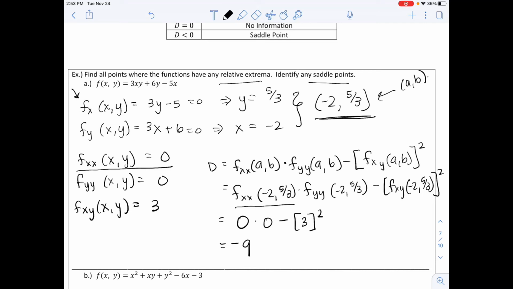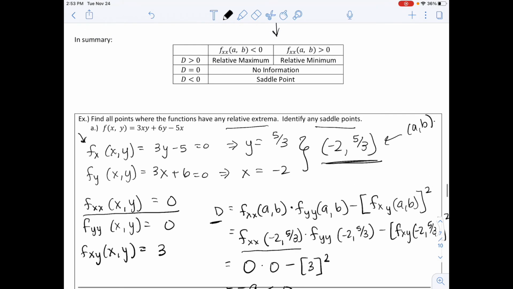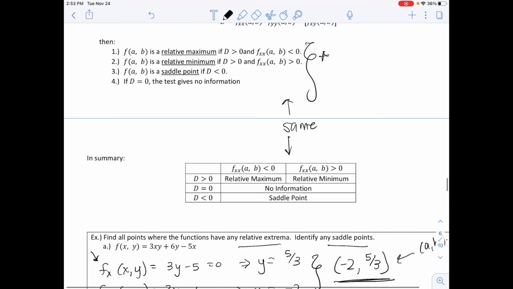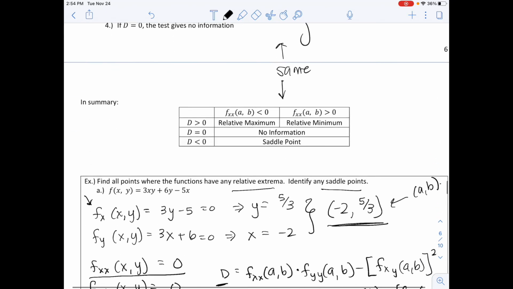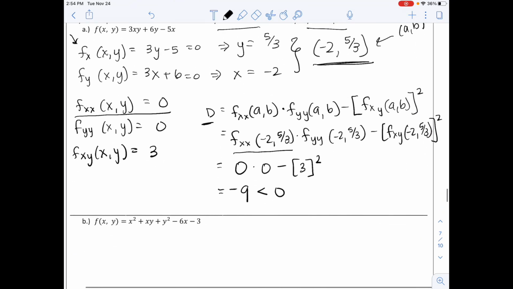And this is our d value, our discriminant. And since this is less than 0, we know that it's negative. And you can either look up here or up even higher, and you can see that if your discriminant is less than 0, you have a saddle point. So we'll put down that we have a saddle point. So since d is less than 0, the point -2, 5/3 is a saddle point.